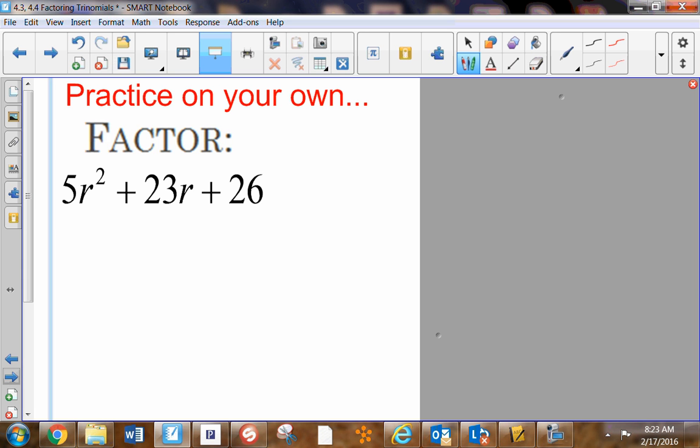So is this a mini mark or a mark? Mark. It's a mark. So I need to multiply 5 times 26, and see already I'm going to have to use my calculator, because I don't know what 5 times 26 is.